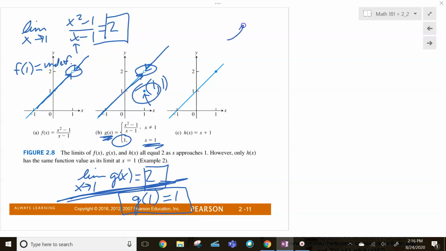Now h of x, let's do the same thing here. Let's go the limit as x goes to 1 of h of x.